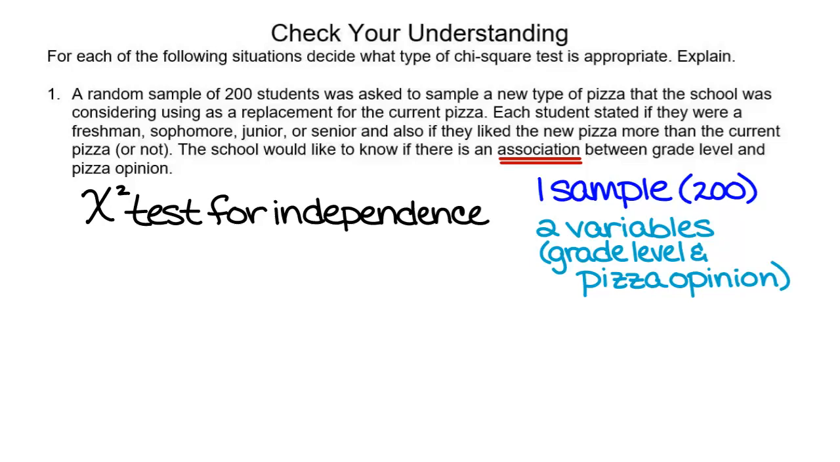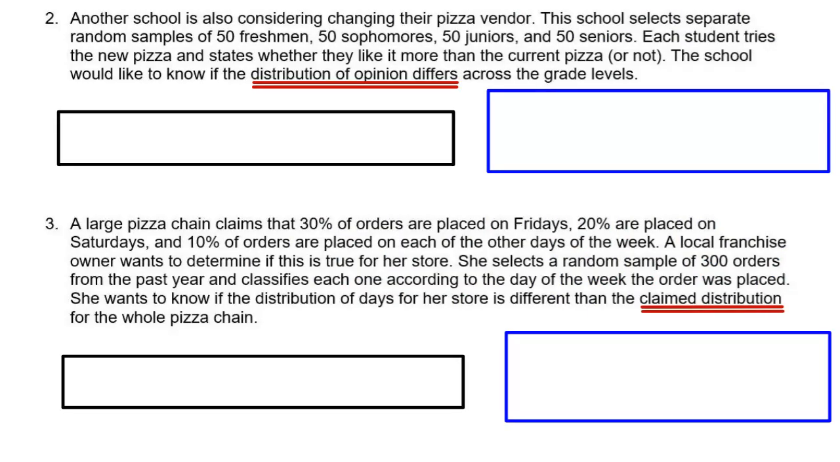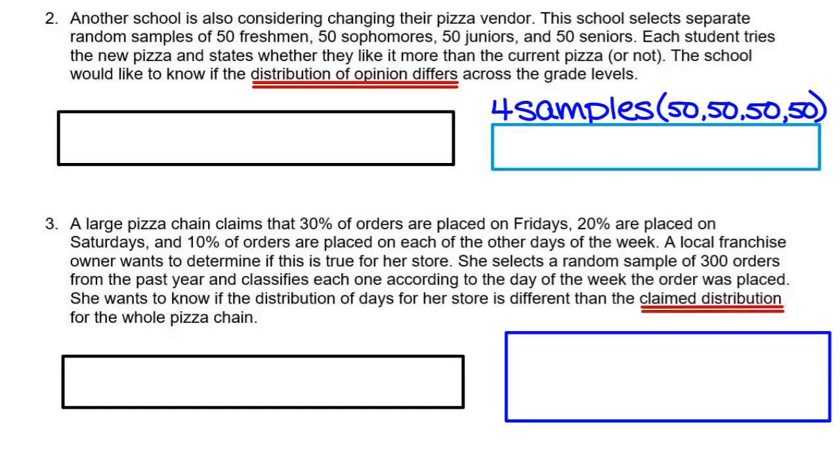All right, let's look at number 2. How many samples were taken in number 2? 4 samples. 50, 50, 50, 50. 50 freshmen, 50 sophomores, 50 juniors, 50 seniors. Were we guaranteed to have 50 of each class on the last one that we looked at? No. We just had 200 people and then they told us what their grade was.